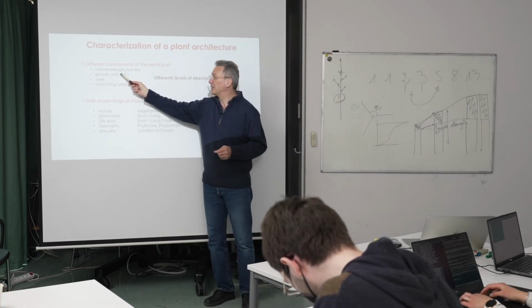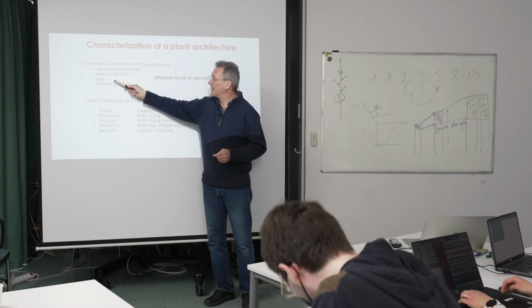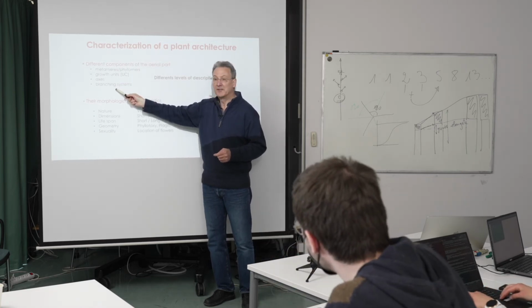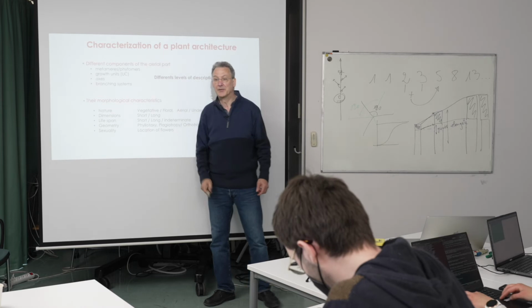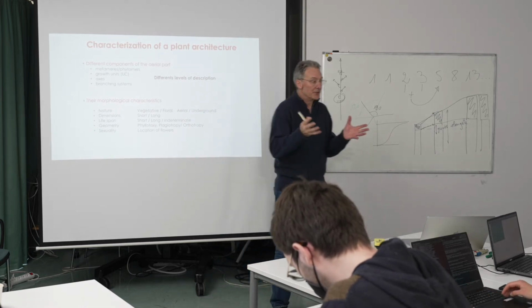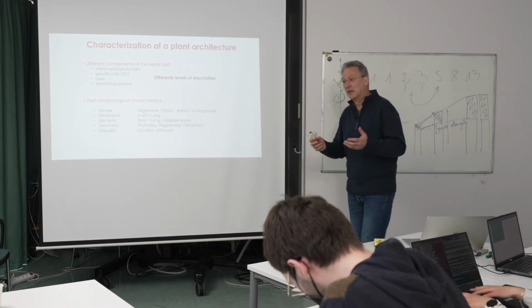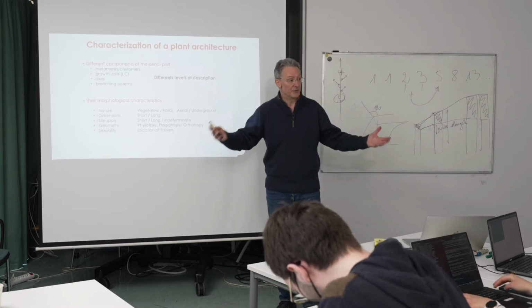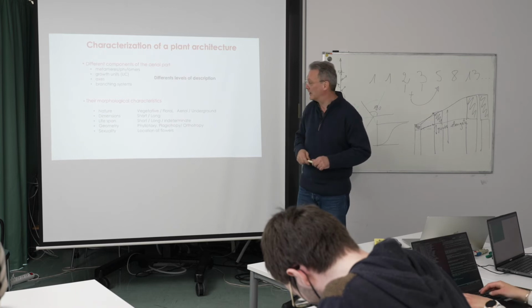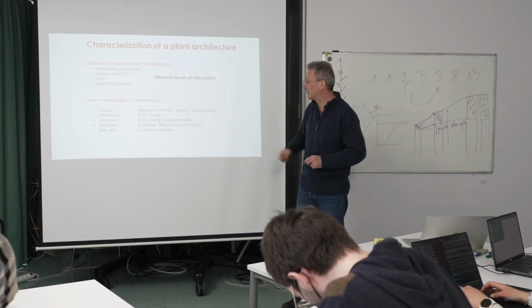An axis is made of growth units. An axis is made of internodes. A branching system is made of axes. Okay, you see that these structures are not at the same scale. So you can consider a tree not only at a single scale but at different scales, and we will briefly mention this in the afternoon.